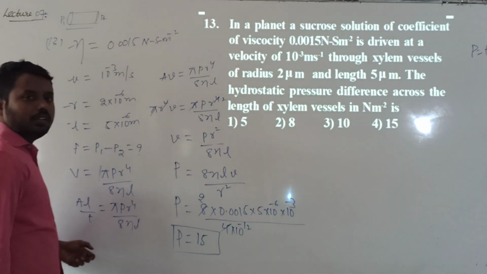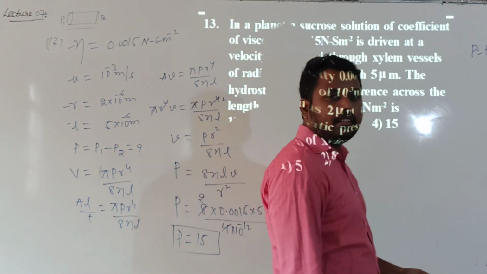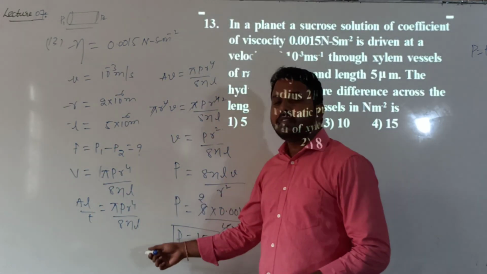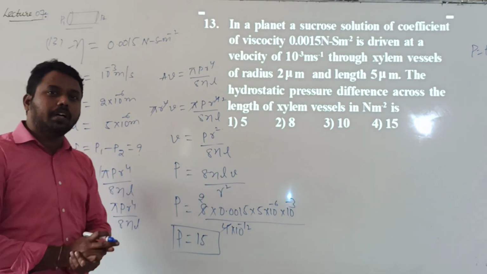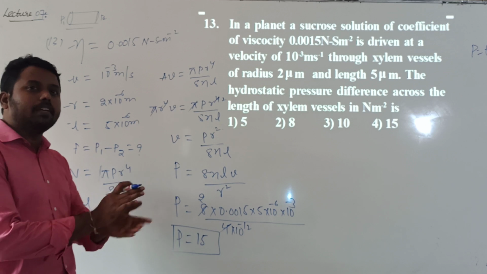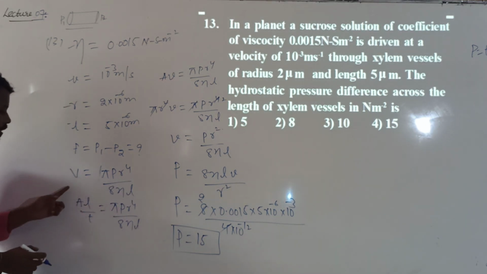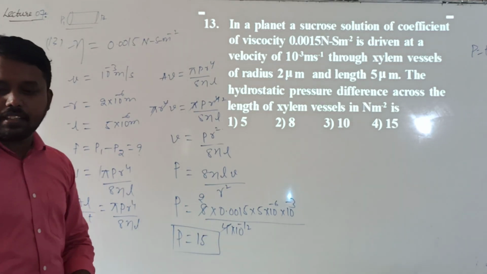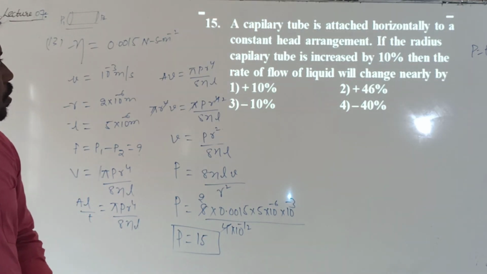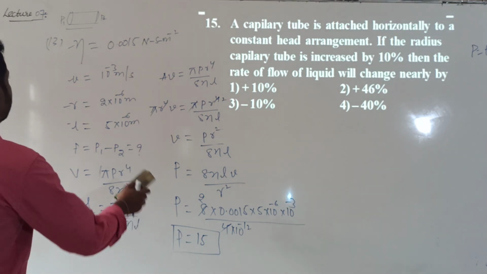Okay? Question understood? The only thing is how we calculated the volume. Volume is nothing but the rate of fluid flow, that is, the volume of fluid flowing per second. Here I have written volume as area into length divided by T. So this is question number 30. Next question, question number 15.